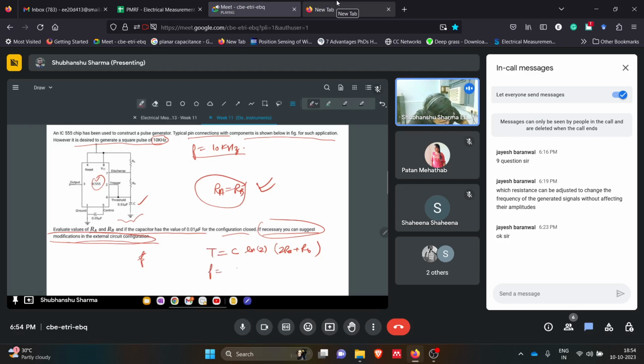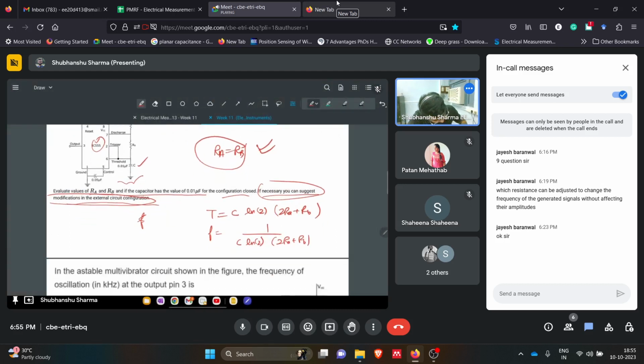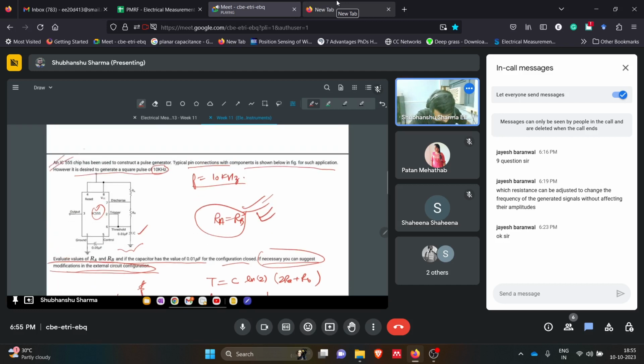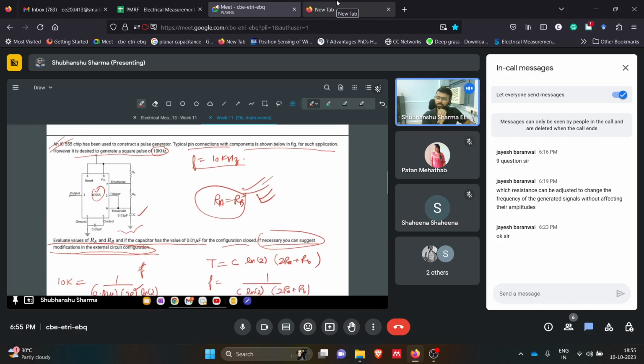So frequency will be 1 by C ln of 2 (RA plus 2RB). If we know this, for 10 kilohertz we know 1 by 0.01 micro, the C value we know. Since we have used the condition RA equals RB, this will be 3R C ln of 2. So if you solve this for R, you will find the solution. Simple, you just have to remember the total time taken by this IC 555 timer.